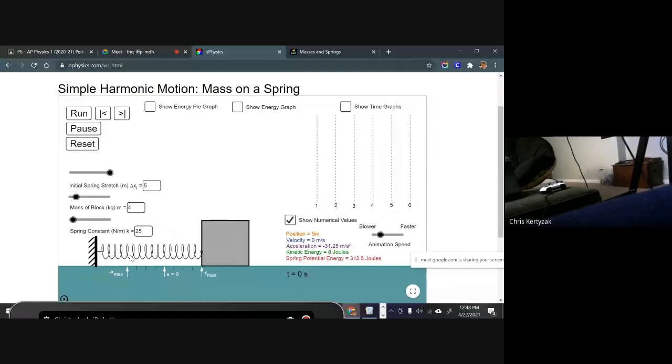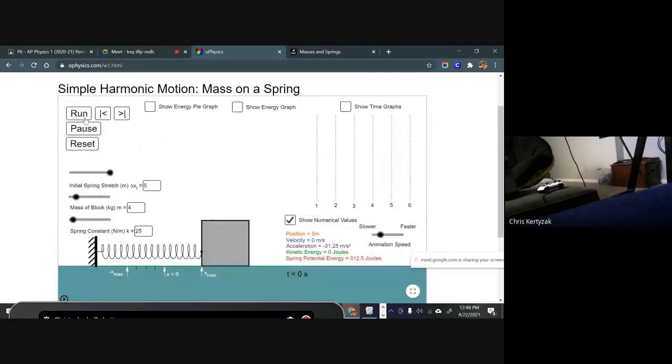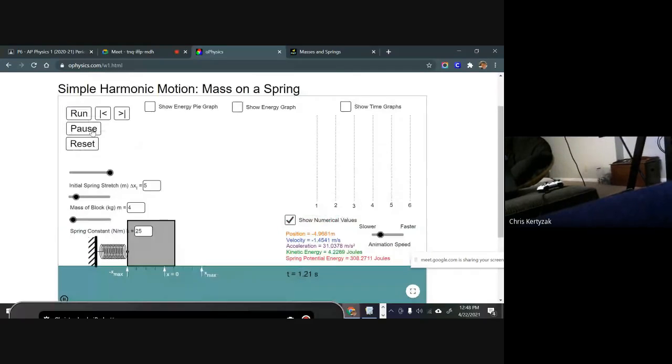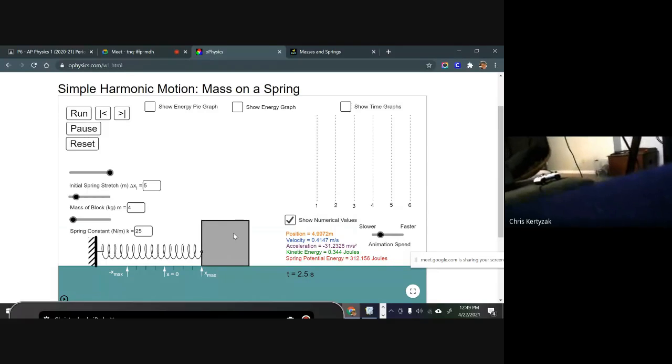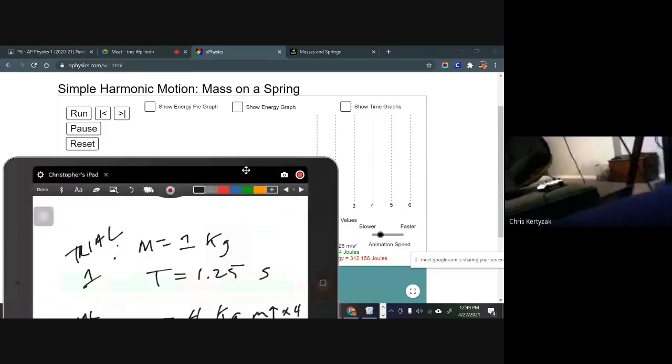Oh, what happened? 0 seconds. Oh, I hit the reset button. So sorry. Try again. Run. I hit pause. 2.53. About 2.5 seconds. So what we notice is, going back to this, that now I get a period of 2.5 seconds.